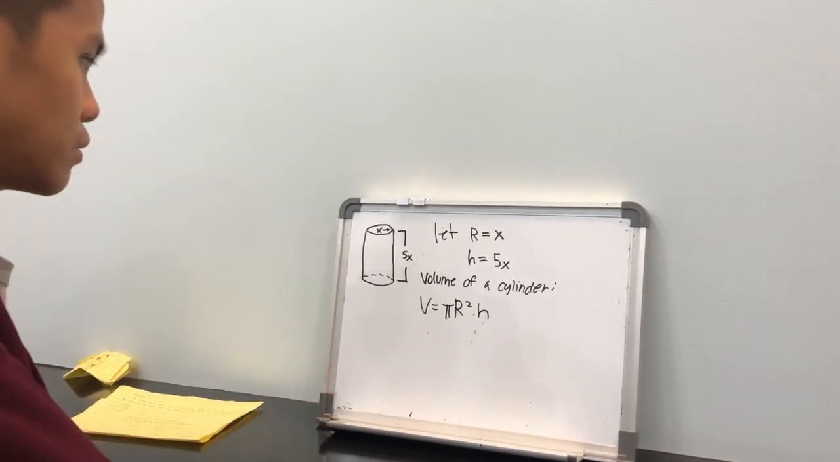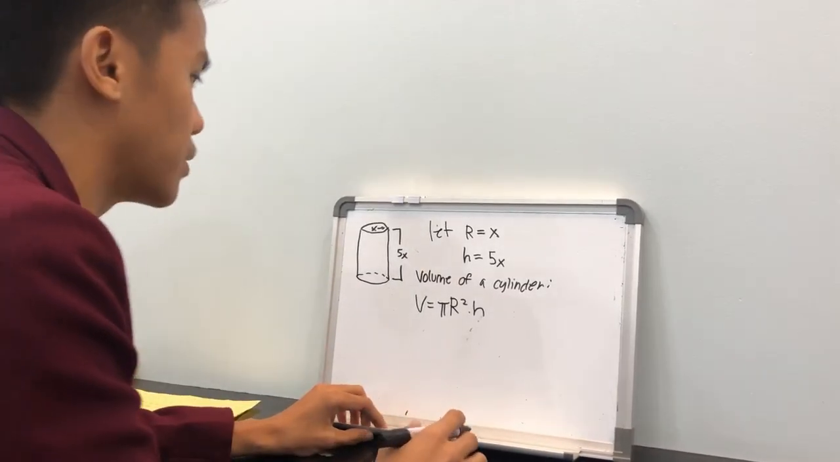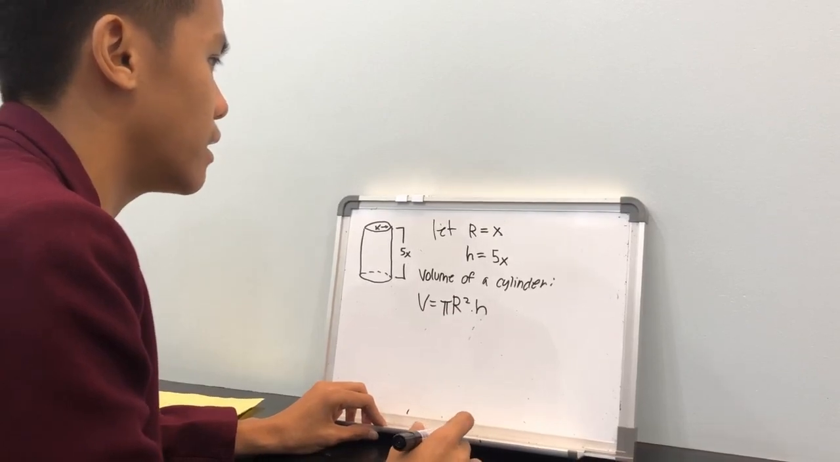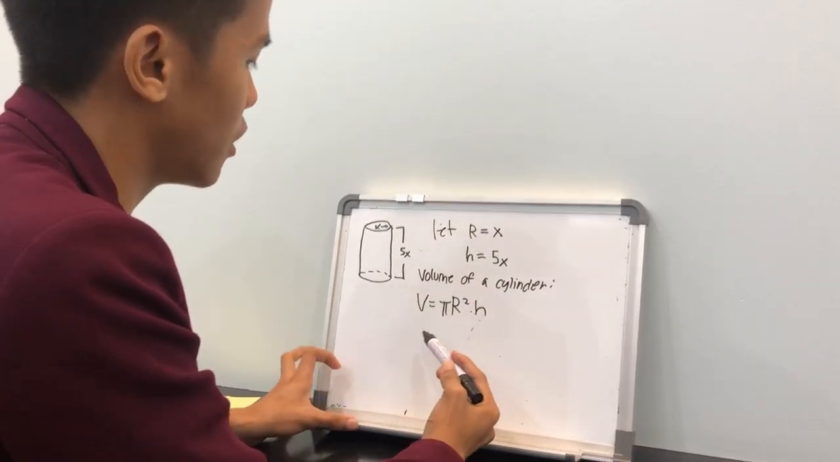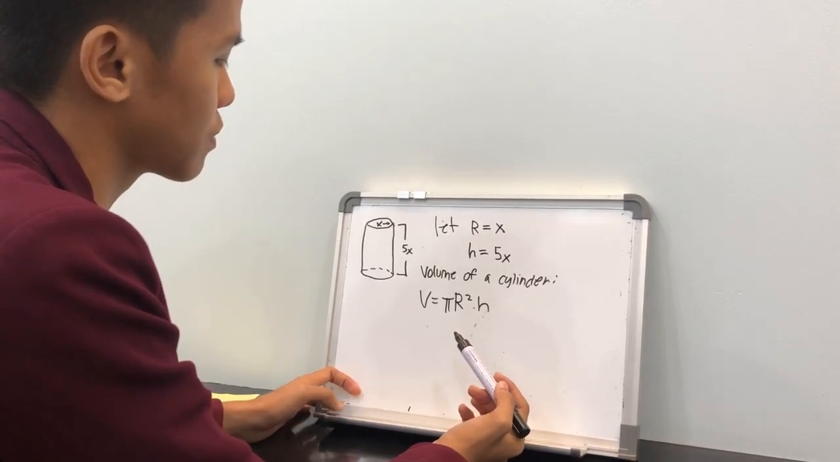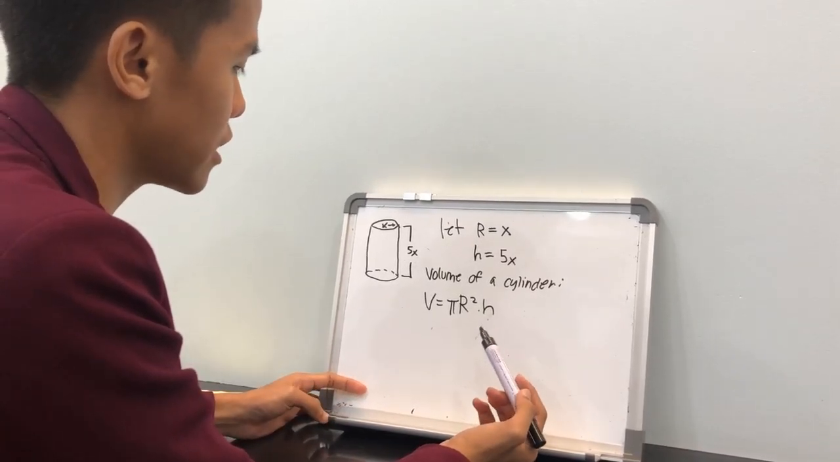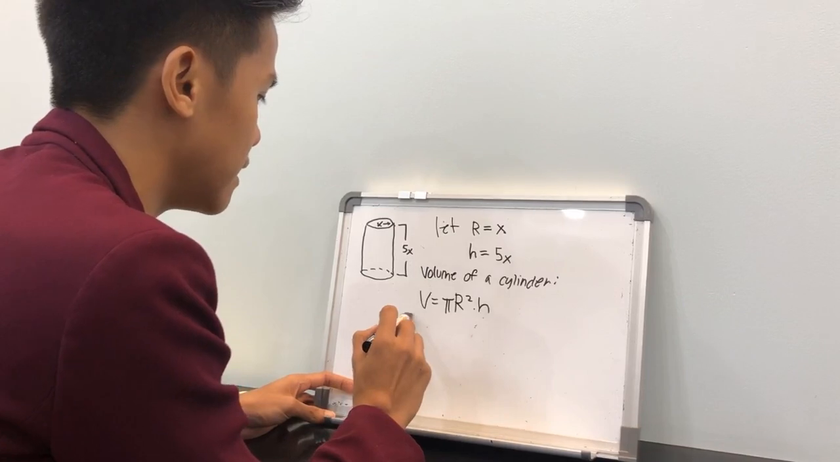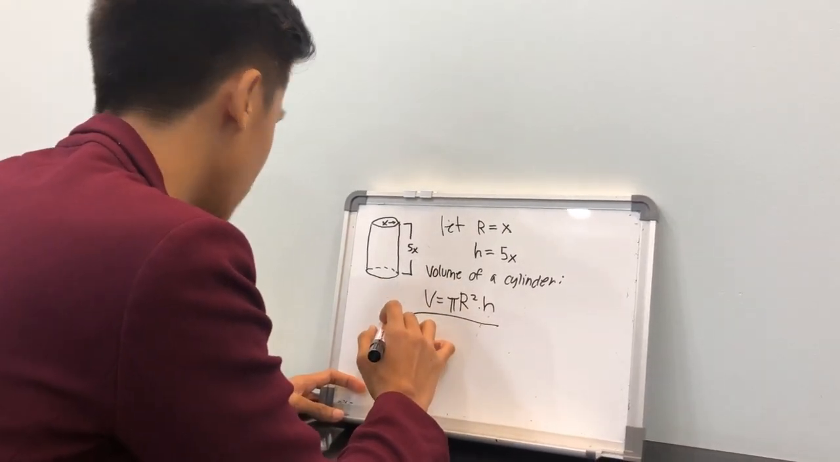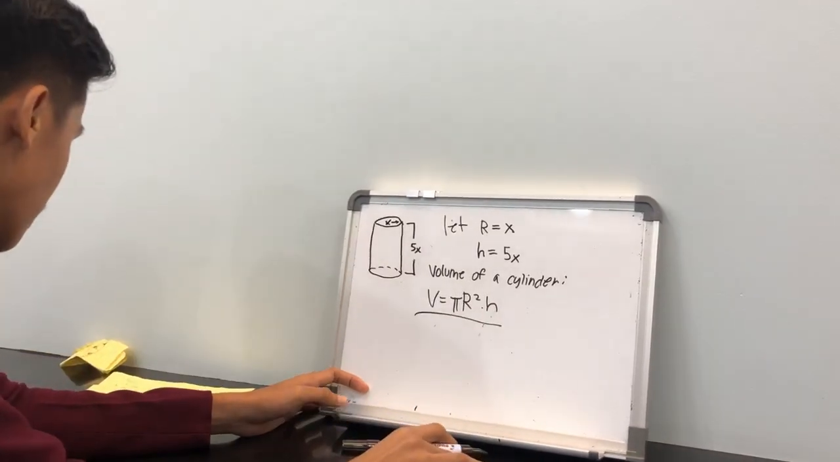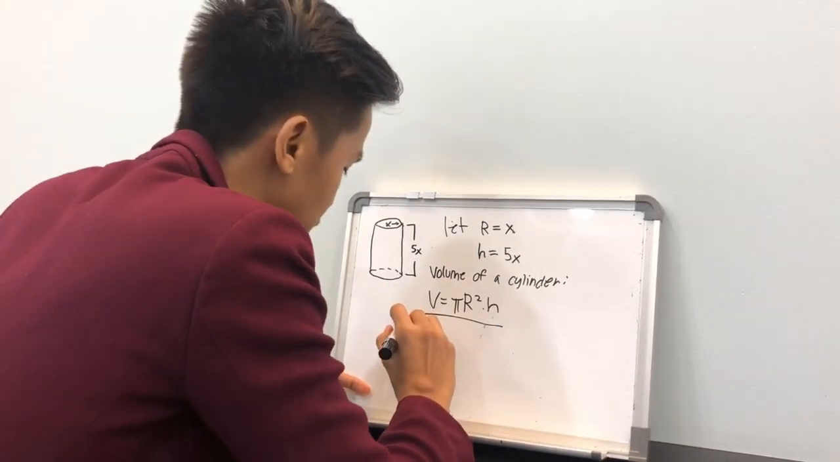So we can just plug it in. Let's plug the corresponding values in this formula. So the given volume is 355.